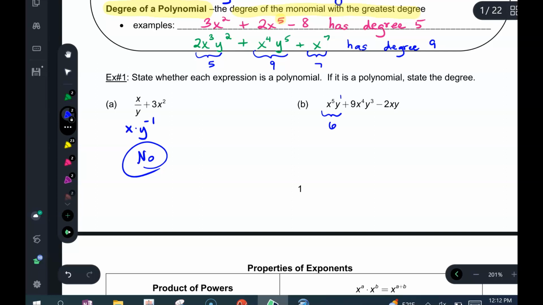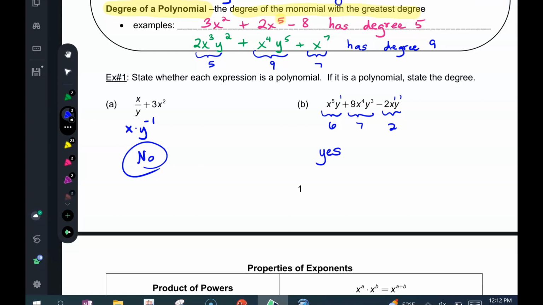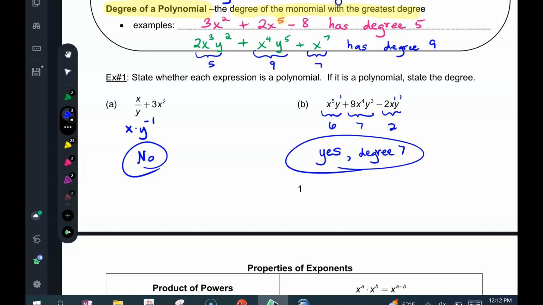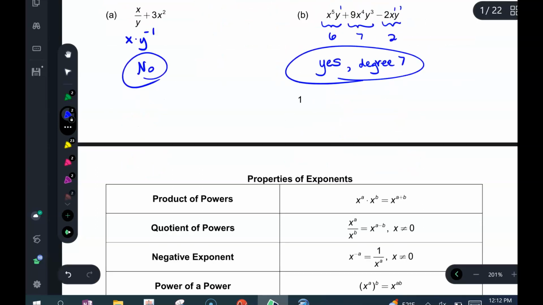So this has degrees of 6, 7, and 2. So what's the biggest one? 7. Okay, and we forgot to write, the first part is yes. Do we have any negative exponents? No, we don't have any. So this is a polynomial. And what did we say has degree 7? Okay, good. Questions?